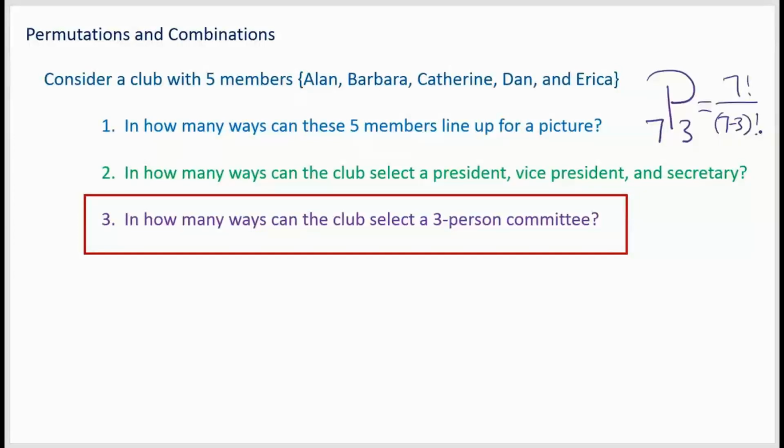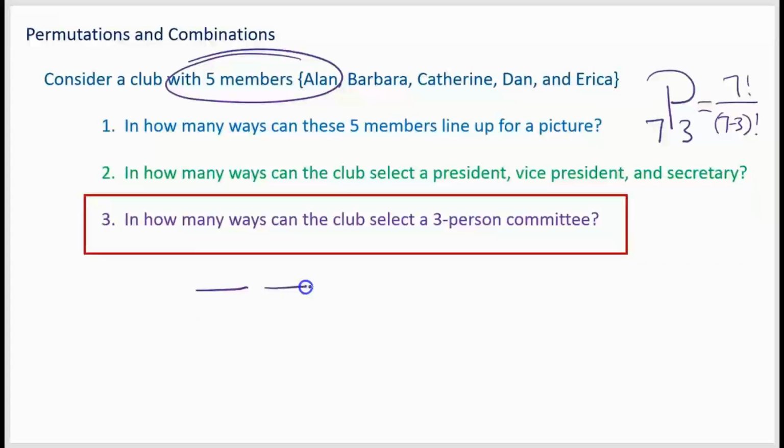Okay, now I want you to focus on question number 3 that I presented in the part 1 video. How many ways can the club select a 3-person committee? Now, notice our club has 5 members, and we're selecting a 3-person committee.